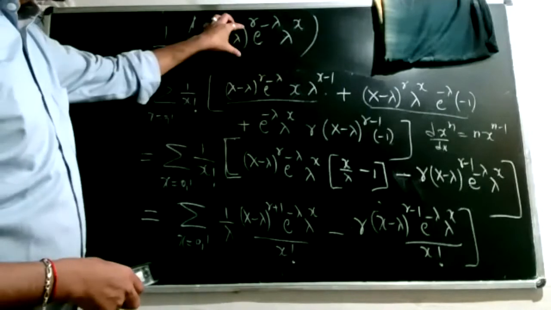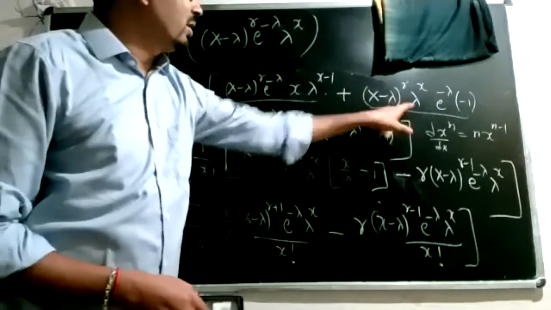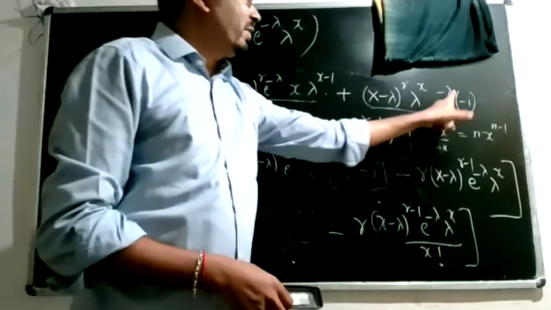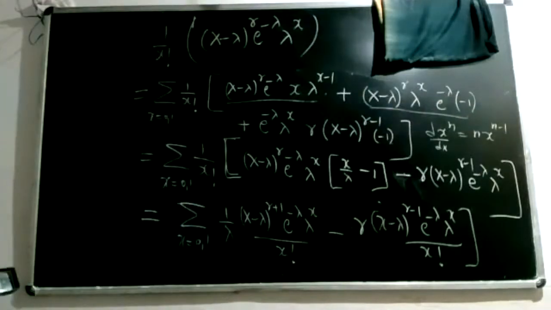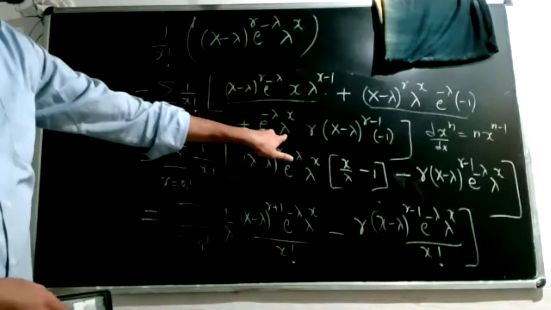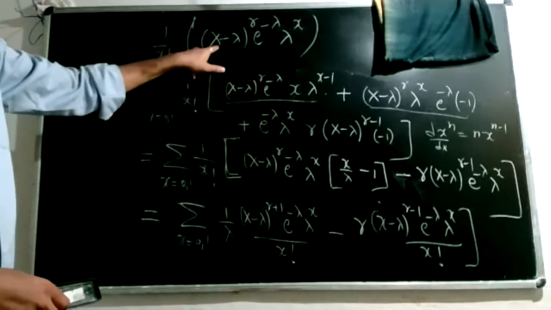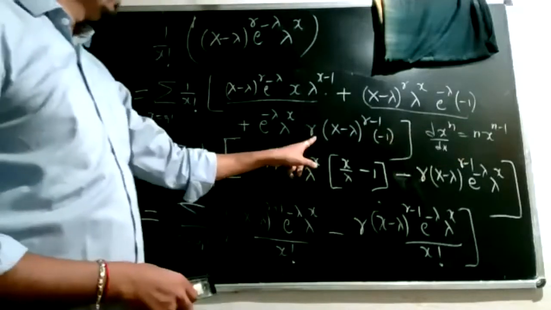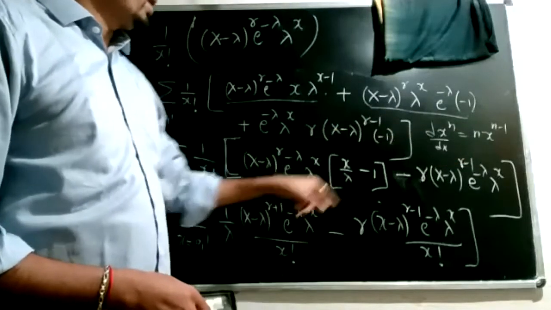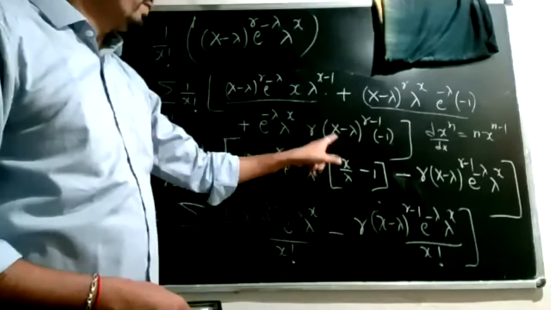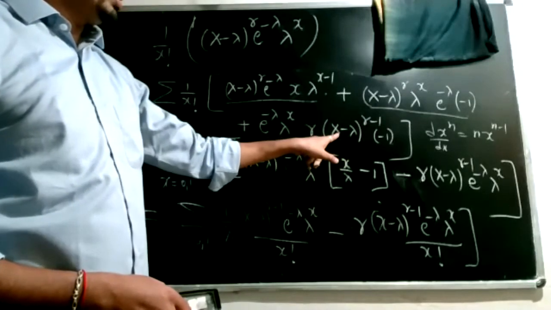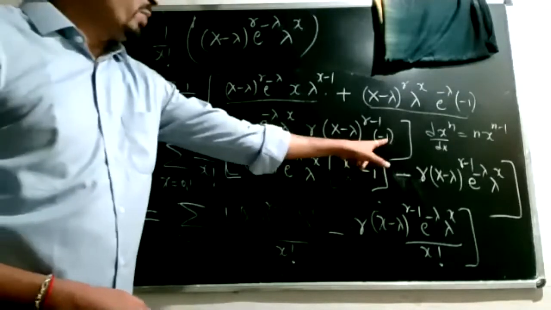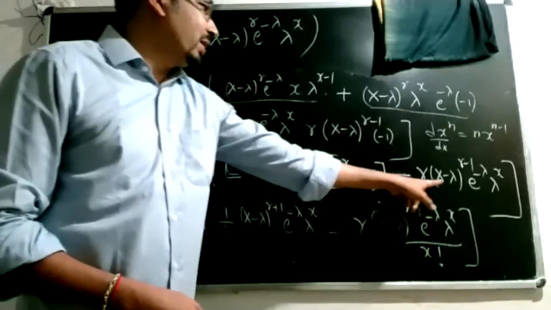Next, I have kept this and lambda power x as the function constant, and I'm differentiating this e power minus lambda. Derivative of e power minus lambda is e power minus lambda into minus 1. Next, I have taken these two as it is, and I am differentiating this. Now (x minus lambda) power r, again using the power rule, so I'll have r into (x minus lambda) power r minus 1 into derivative of this. Now since we are differentiating with respect to lambda, x is constant, so I'll have 0 minus 1, which is minus 1. Now simplify this, so I have minus 1 and r, which becomes minus r.